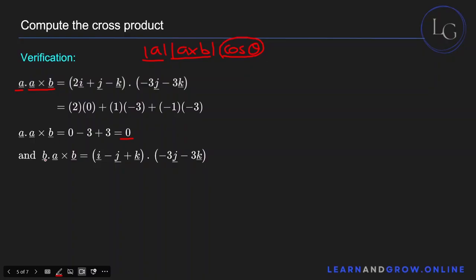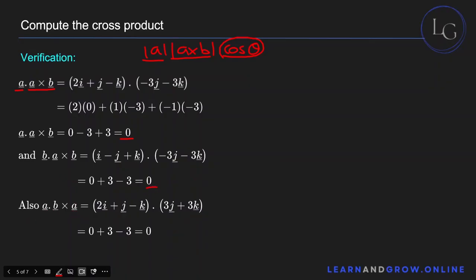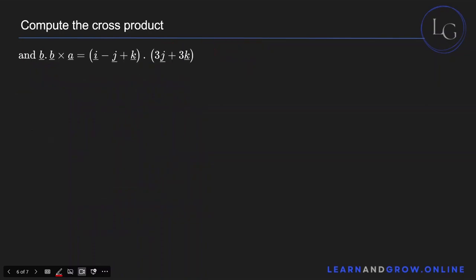Now let's take b in relation to a cross b in the same way. It turns out to be 0 as well. Now let's take a in relation to b cross a instead of a cross b. It gives you 0 again. And lastly, b in relation to b cross a, it gives you again 0. So that's how you prove that the original vectors are perpendicular to their cross product.